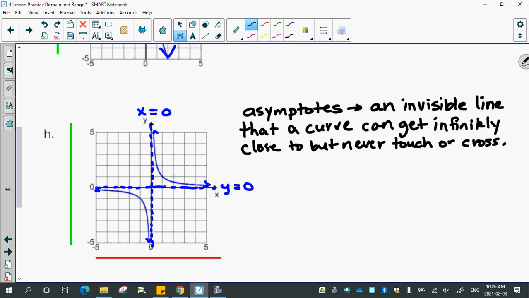And they have equations because they're vertical or horizontal lines. So all vertical lines have equation x equals, and all horizontal lines have equation y equals, okay, wherever the asymptote happens to be, and they don't have to be on 0 all the time.